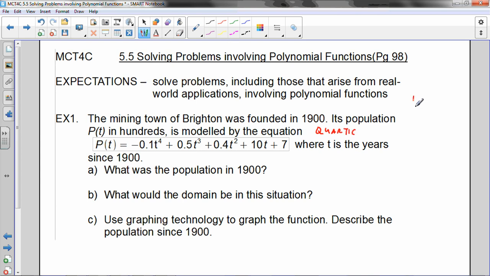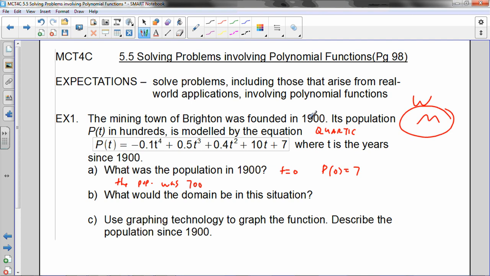M's and W's, right? That's what we're thinking for a quartic. And since it starts low, it's an M, right? Starts low and ends low, something like that. So this is a pretty crazy town, I guess, as far as its population. What was the population in 1900? Well, that's when t was equal to 0. And notice when t was equal to 0, p at 0, that's going to be 0, 0, 0, 0. It's just 7. Now notice that 7 is in hundreds, so the population was 700.